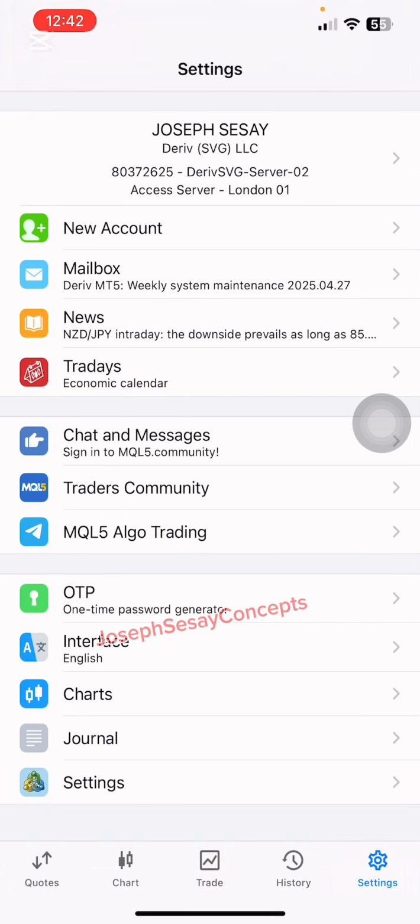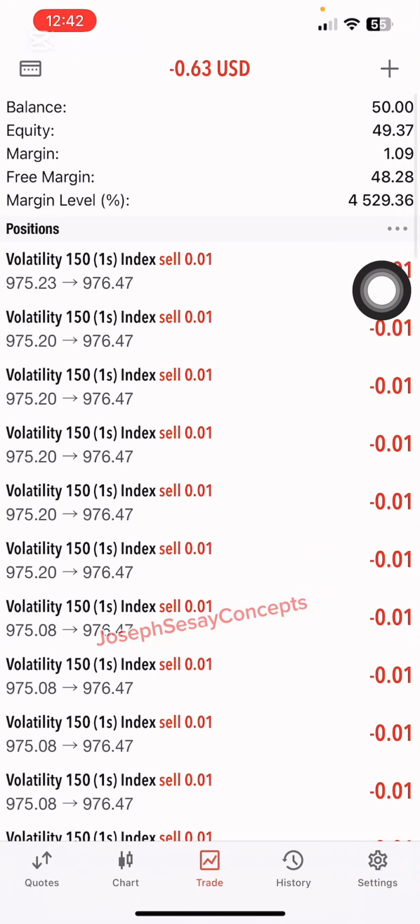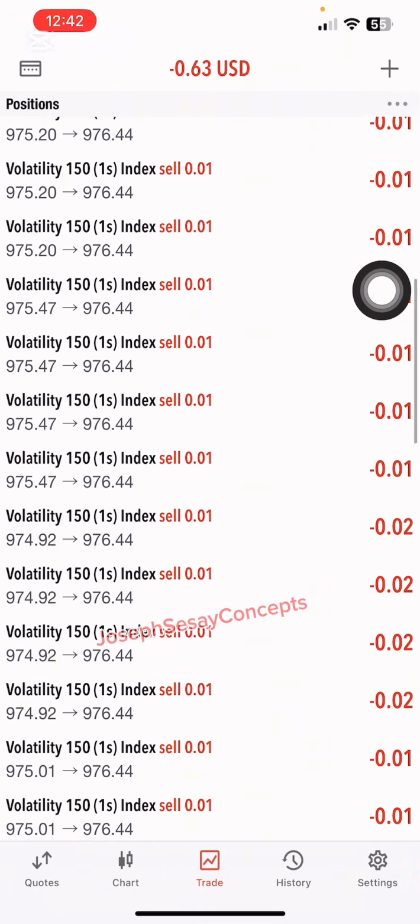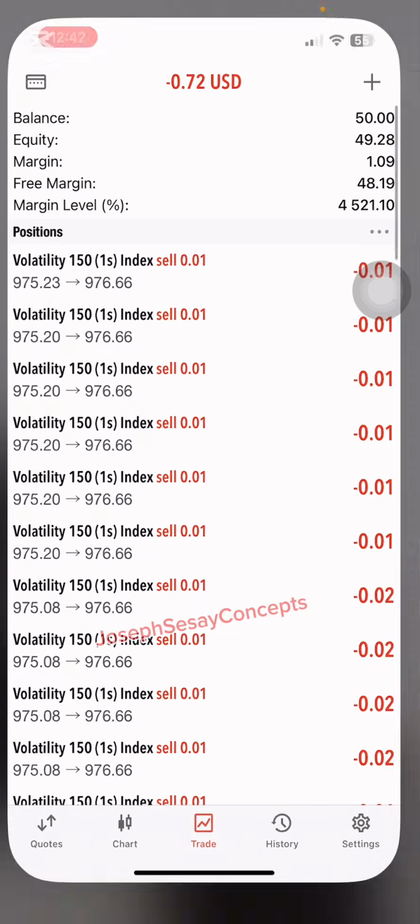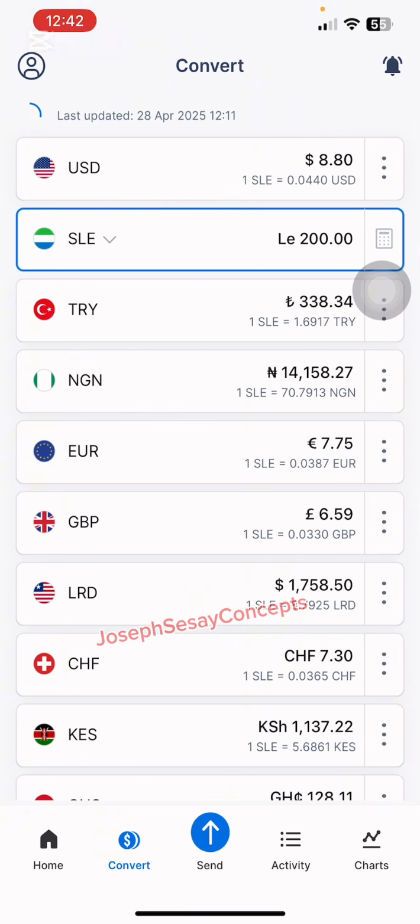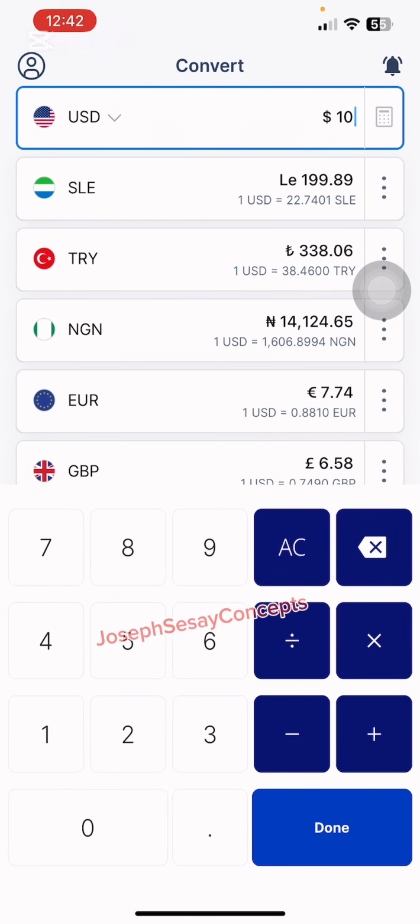All right, so this is a real account. Again, if it's demo, you are going to see demo at the top. So this is a real account, and now we have entered. Let's say we want to make $10 profit. Let's use this XE app.